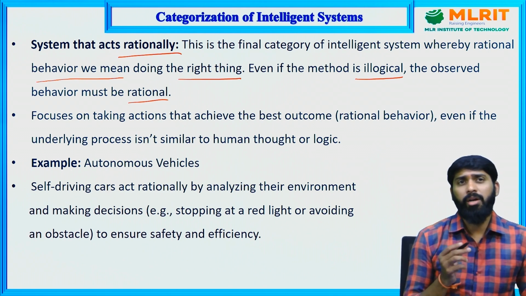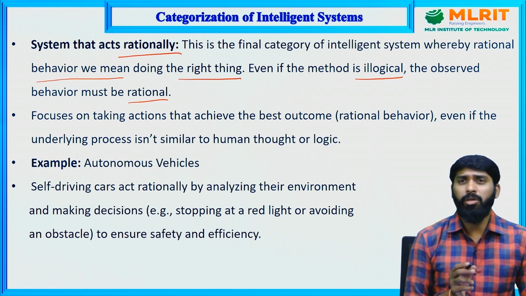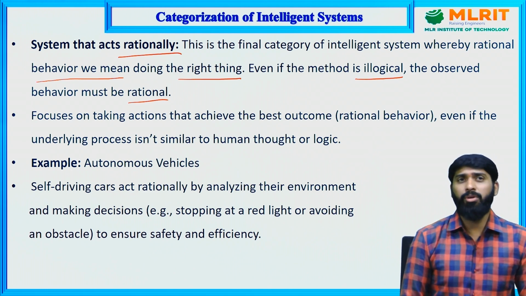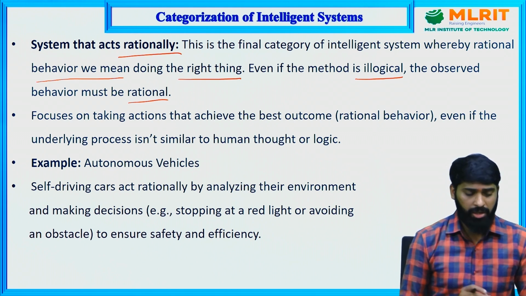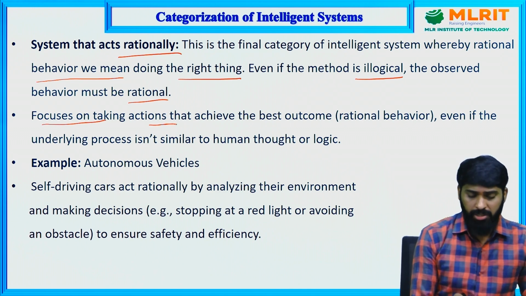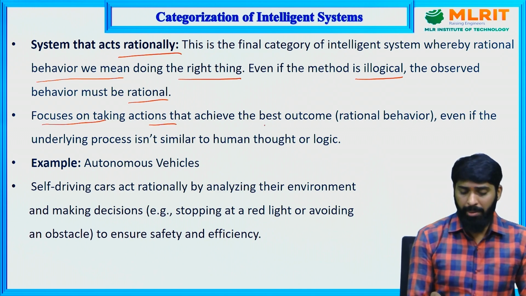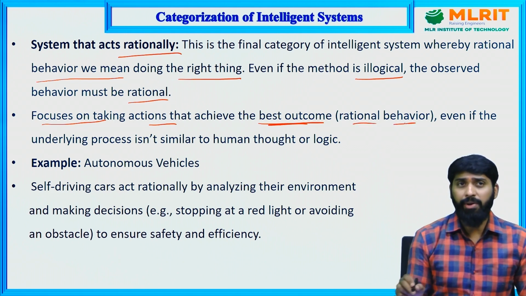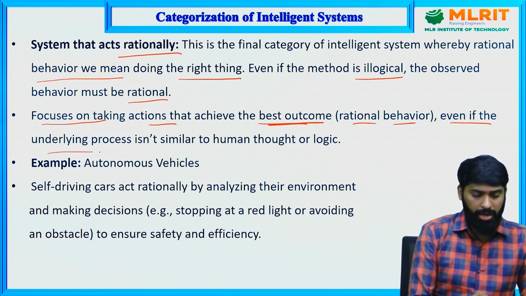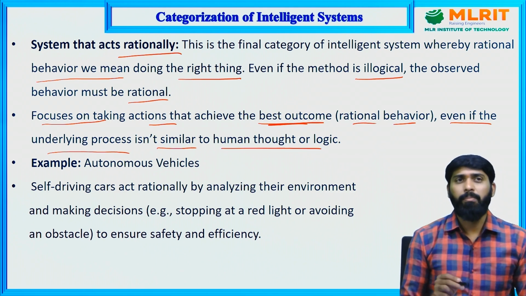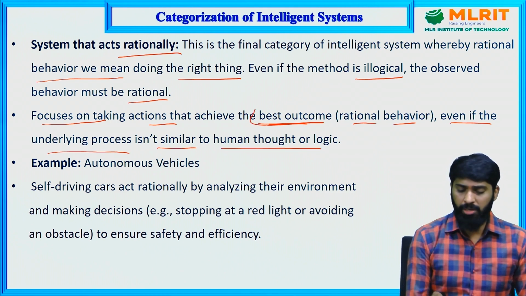Even if the underlying process is not similar to human thought or logic, it is able to generate the best outcome. So this type of category we call a system that acts rationally. It focuses on taking actions that achieve the best outcome. That we call rational behavior. Why? Because even if the underlying process is not similar to human thought or logic, it is generating the best outcome.